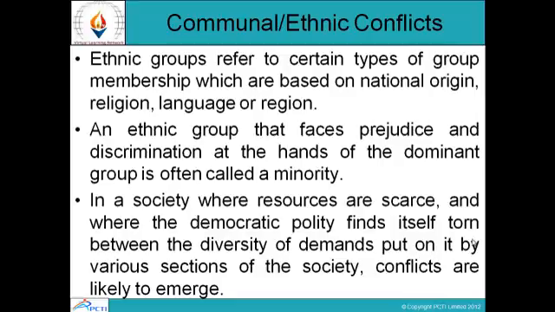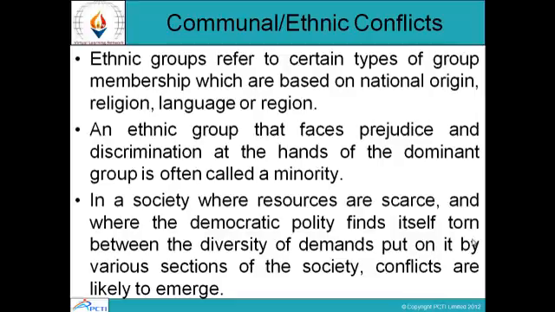Ethnic groups refer to certain types of group membership which are based on national origin, religion, language, or region. An ethnic group that faces prejudice and discrimination at the hands of the dominant group is often called a minority. So an ethnic group which faces prejudice, discrimination, and also being left out at the hands of the dominant group is called a minority. In a society where resources are scarce and where the democratic polity finds itself torn between the diversity of demands put on it by various sections of society, conflicts are likely to emerge.